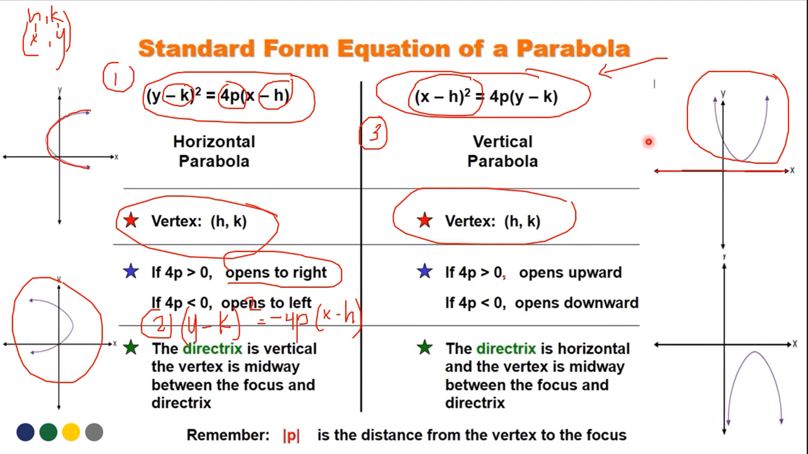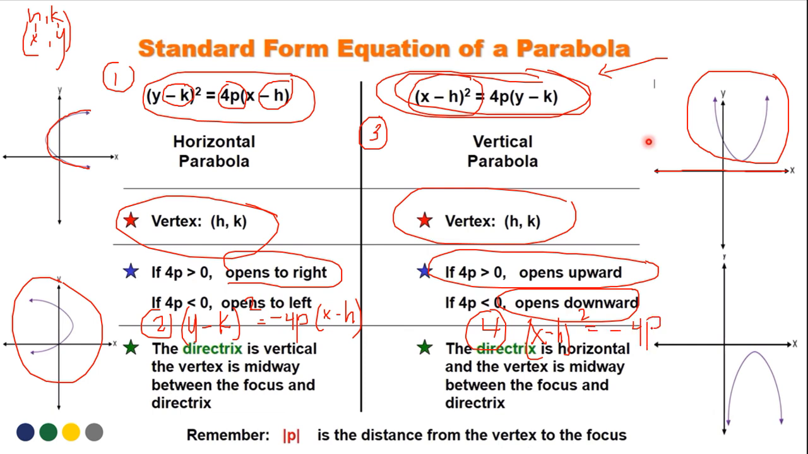And, of course, if it is a positive 4p, it opens upward, that is number 3. If it opens downward, that is number 4. Just simply add again, negative: x minus h. Take note, don't swap the h and k. When it is x, its partner is always h. The partner of y is k. (x minus h) squared is equal to negative 4p, then (y minus k).